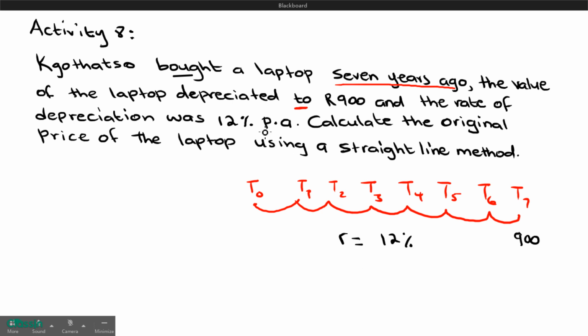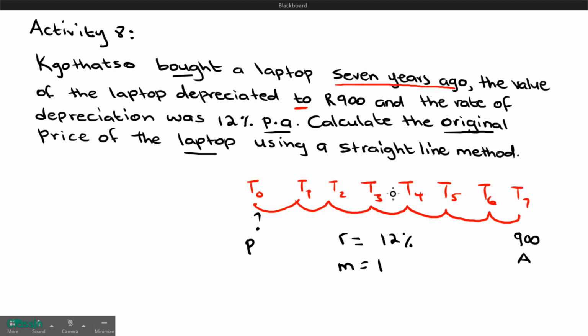And it reduces per annum. So it means that the value of M is 1. Calculate the original price of the laptop. Re nyako tseba rena ge Kgothatso a reka laptop na original price ne le bokae. Ka bontsha re initially we have P and then finally we have A.